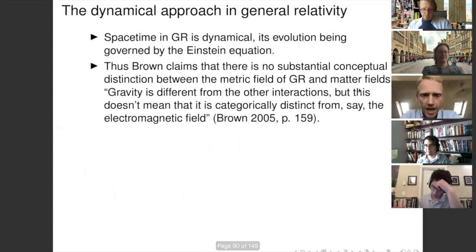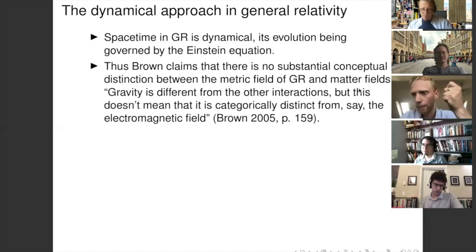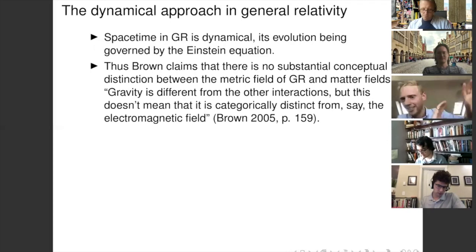Now, in light of this, Brown says that there's no substantial conceptual distinction anymore between space-time, and in particular the metric field of general relativity, and matter fields. Whereas before there was this distinction between the inert background and then the matter which actually does stuff. Now everything does stuff, and so you can't say that there's this clear-cut distinction between the two.